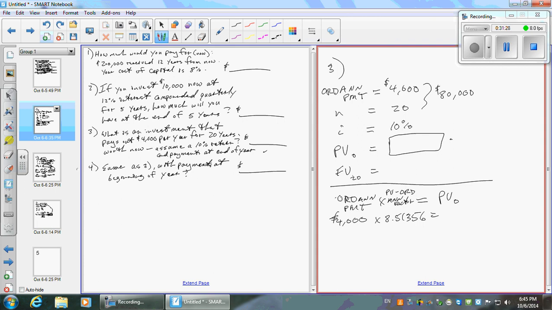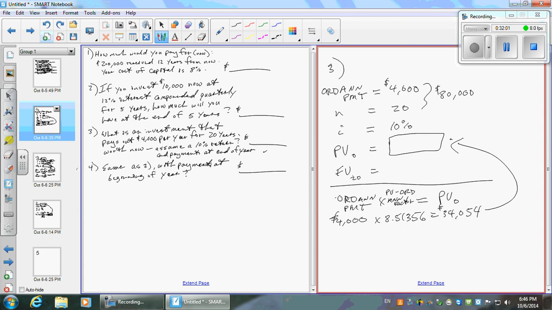How much is it worth? It's 4,000 times $8.51. That doesn't mean that 4,000 is worth $32,000, does it? What's 4,000 times 8.51356? 34,054 bucks. How many of you got that number when you did these in the first place? Almost everybody? Make sure you can. 34,054. So the present value is 34,054.